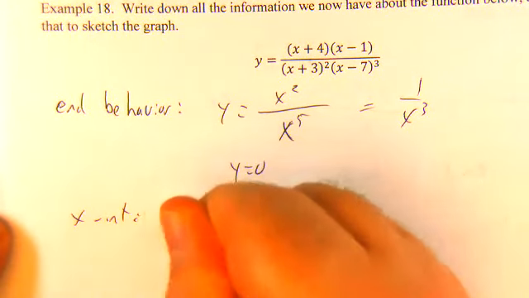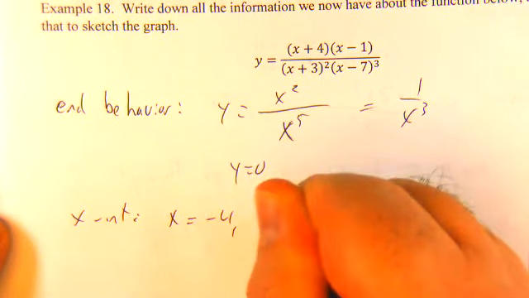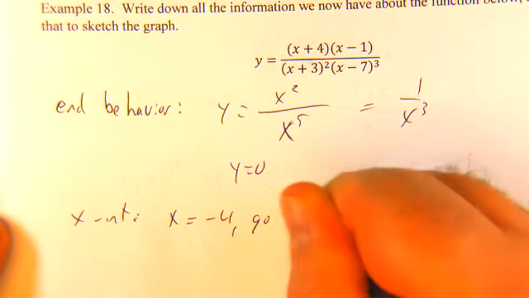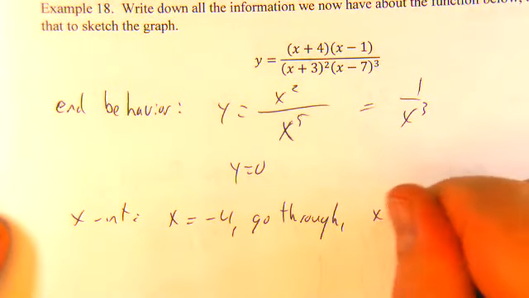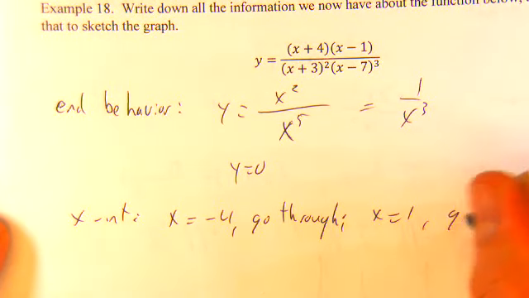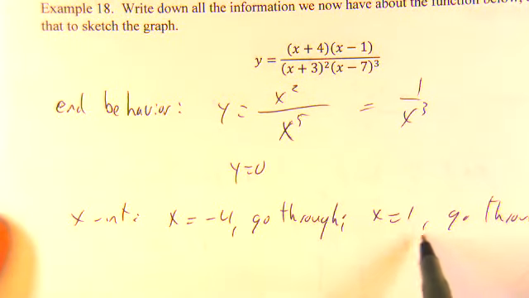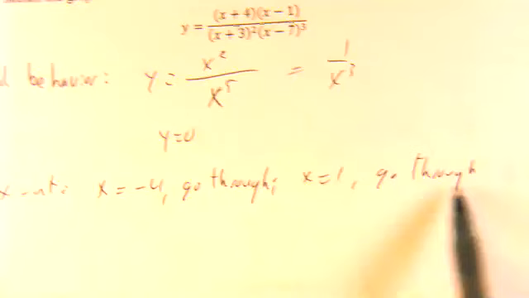X-intercepts, x equals -4. Go through because it's an odd power. x equals 1. We go through because x minus 1, that's where the x equals 1 comes from. That's also an odd power, so you go through.